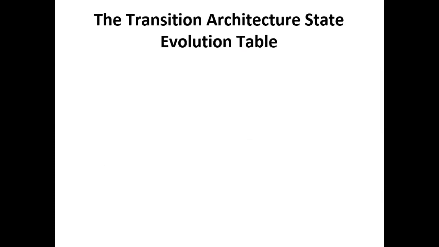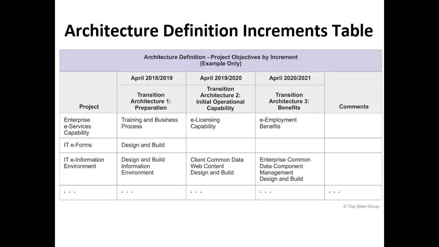And the third one is called architecture definitions increment table. Now, please remember, it is focusing on the increments. Got it? Yeah, iteratively delivering it. Right. Now, if you look at the first project, the e-services capability project, in 2018-19 you did transition one, that is preparation. What preparation did you do? Training on the business process.